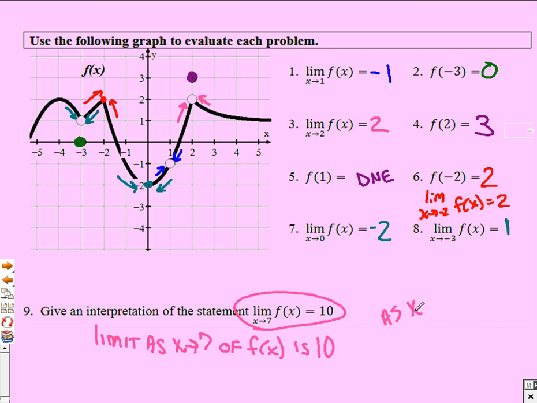As x goes to 7, the function value, the y value, is going towards 10. Now, does that mean that f of 7 equals 10? Well, it may be, but we don't know that for sure. All we know is that as we're getting closer to an x value of 7, we're getting closer to a y value of 10. Good work. That's the section on the introduction to limits, and we're off and running.